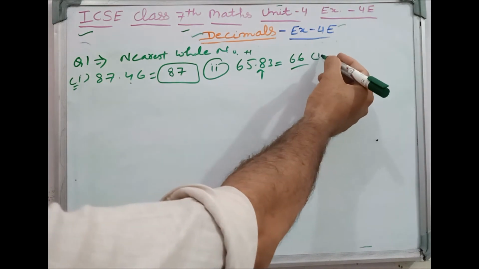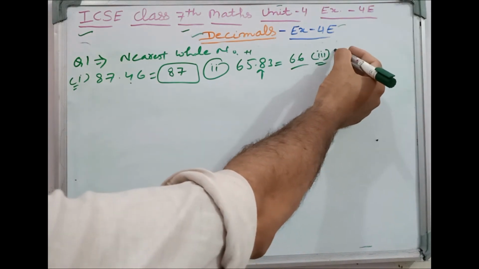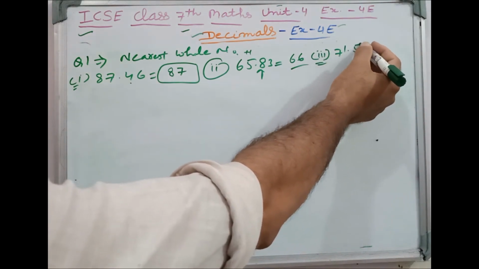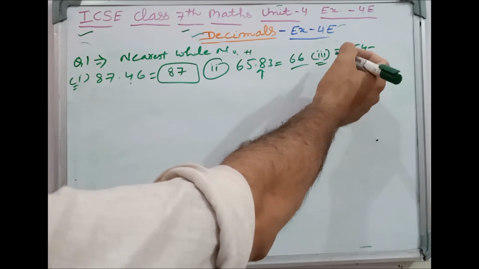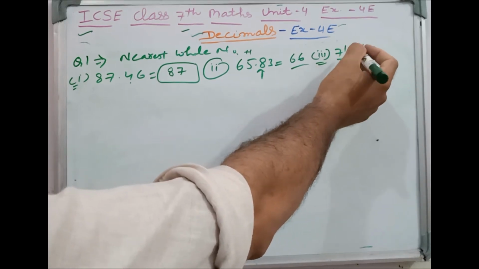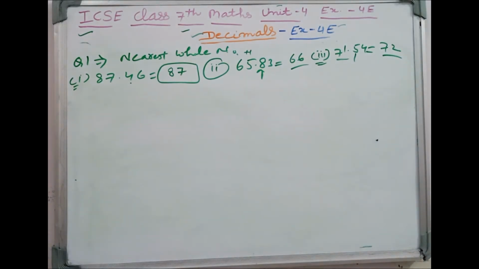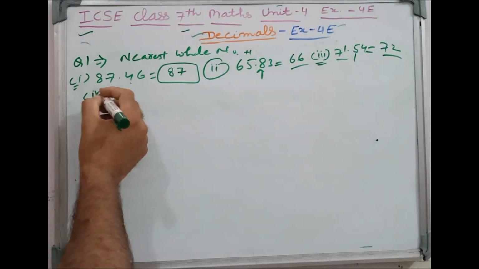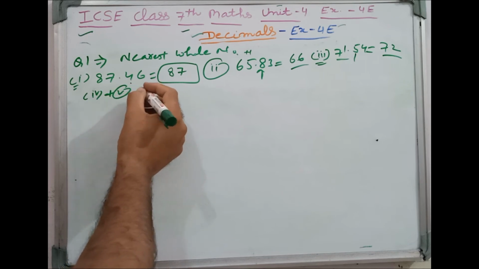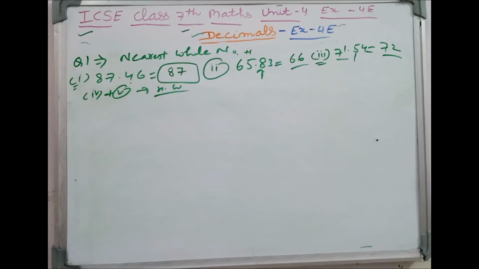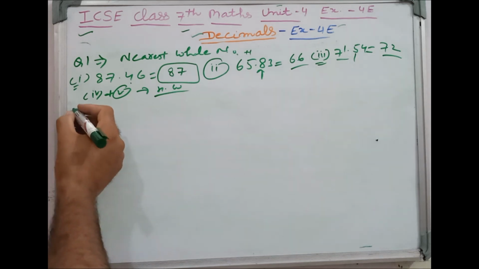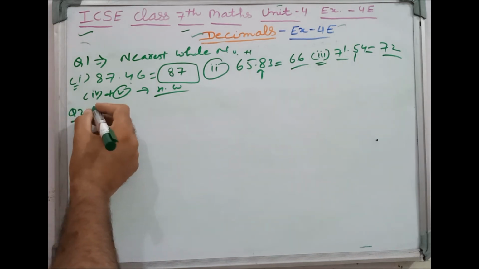In the same way, third is 71.54. This is 5 or more than 5, so 1 will be added. Right? Parts 4 and 5 are your homework. You are going to do them yourself, and if you face any problem, then write to us in the comments.